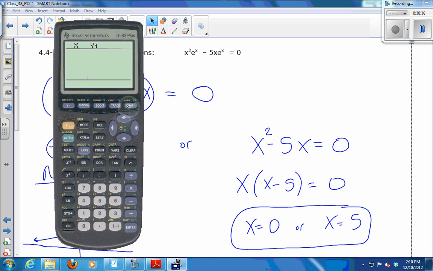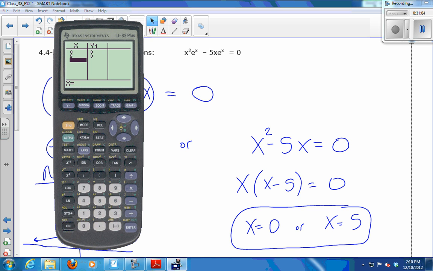So I can use my table. I plug in x is 0 and x is 5. I get y is 0 in both cases. So I know that my solutions are correct. I think I just said I can use my table. Press second graph. That's a different way of checking?